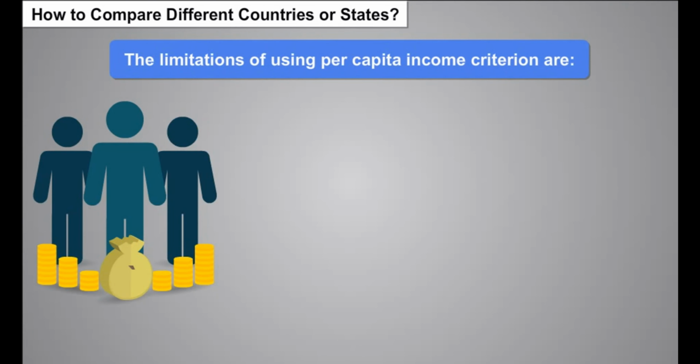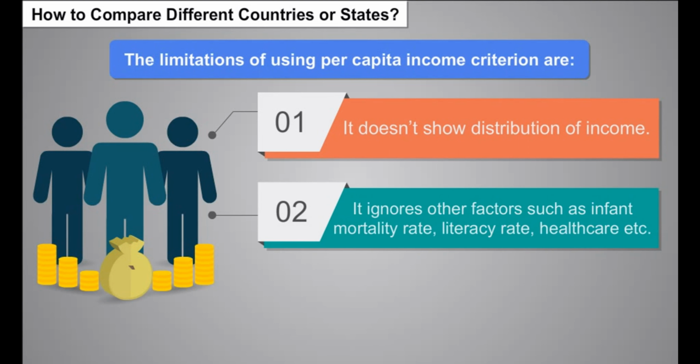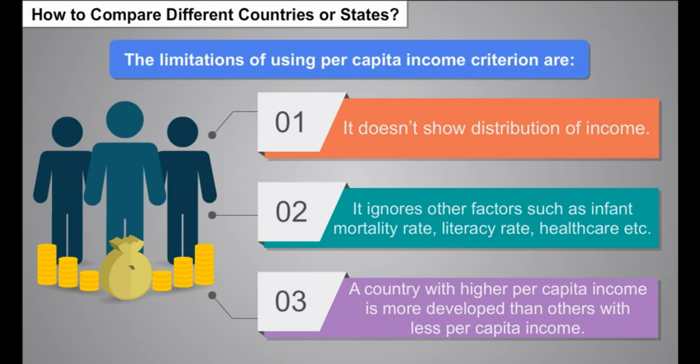The limitations of using per capita income criterion are: it doesn't show distribution of income. It ignores other factors such as infant mortality rate, literacy rate, healthcare, etc. A country with high per capita income is considered more developed than others with less per capita income.